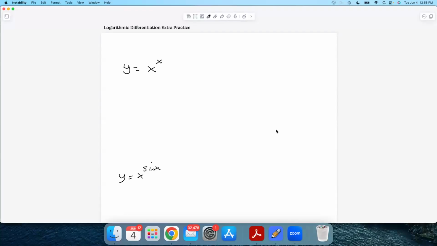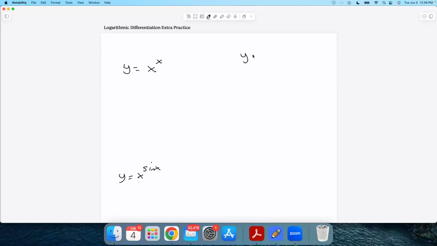Okay, let's do some extra practice with logarithmic differentiation. Students tend to have a lot of trouble with this. Anytime you've got your variable in the base and in an exponent, we're going to need logarithmic differentiation. See, this is the key. I cannot use power rule here.